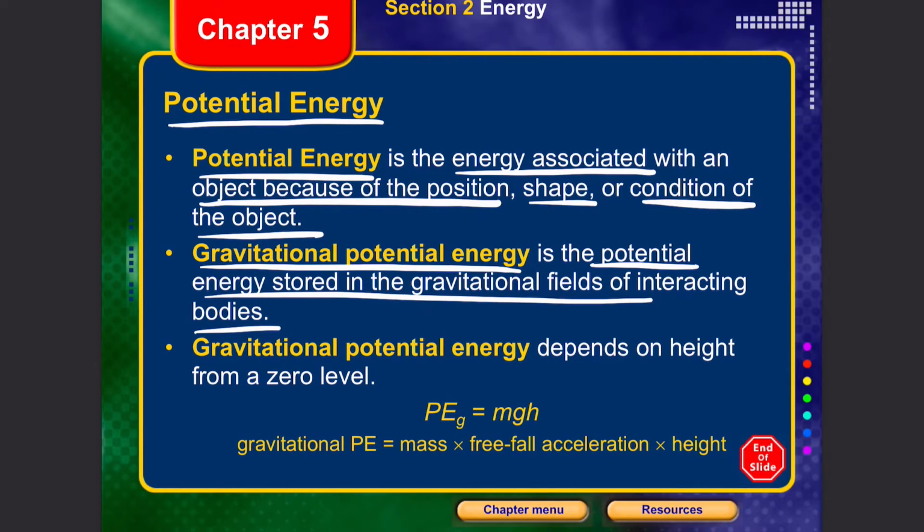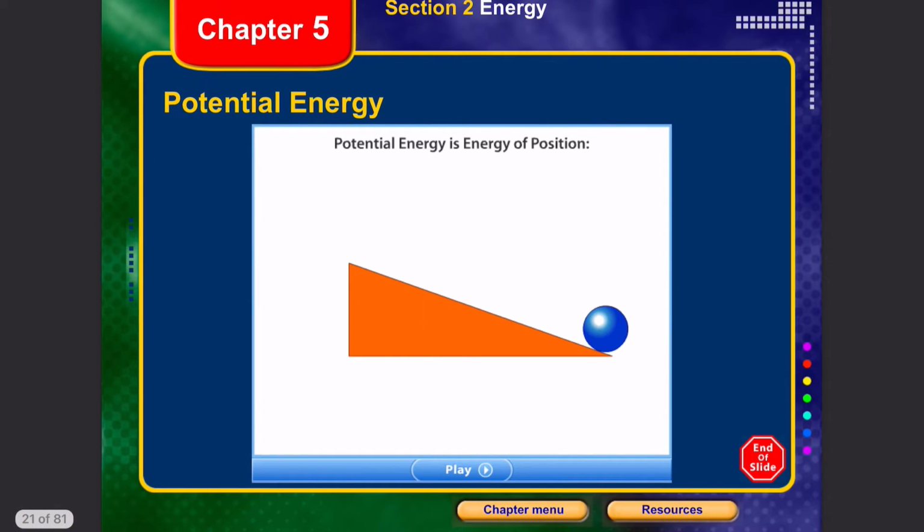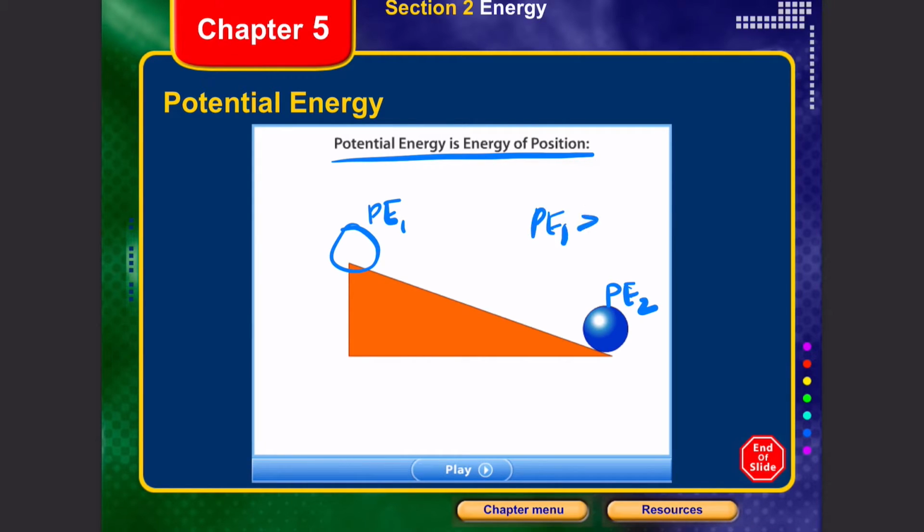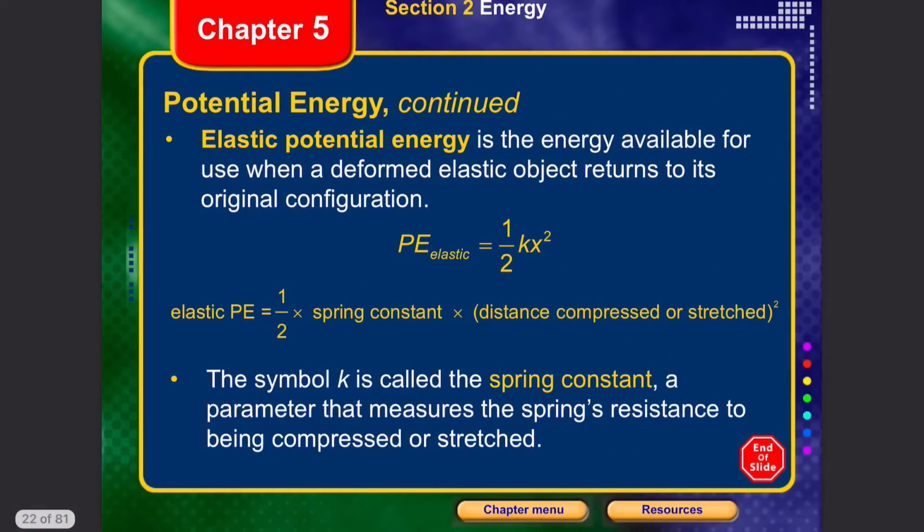Now, gravitational potential energy depends on the height from a zero level. So it's written as PEg equals mgh, where m is the mass, g is the acceleration due to gravity, and h here is the height. Because potential energy is the energy due to position, the higher the object, the more the potential energy. So let's consider that this is PE2. Here we can say that PE1 is greater than PE2. The main reason is because h1 is greater than h2. So notice that the height from the ground level is generally higher.